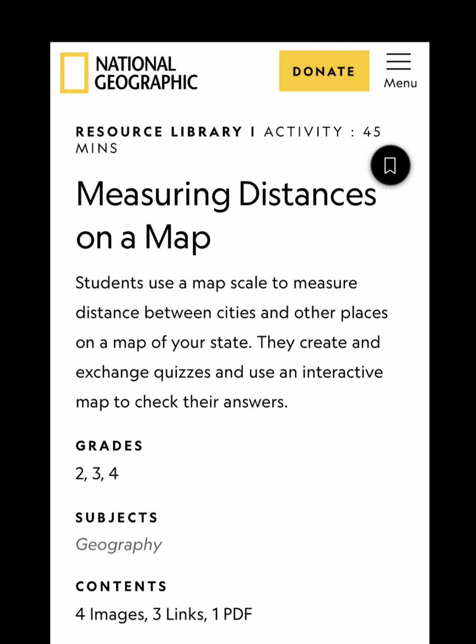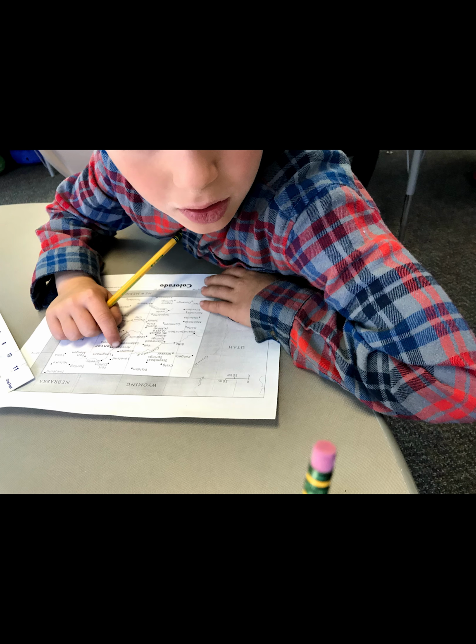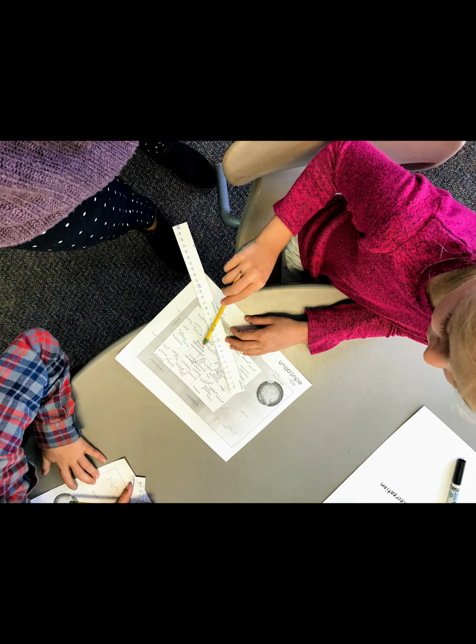The next activity, we focused on map scales. I pulled ideas from a lesson by National Geographic called Measuring Distances on a Map. We discussed what a map scale is, and then the students were given maps of their state from One Page Maps, National Geographic's resource. I then pulled up the same map on the projector.